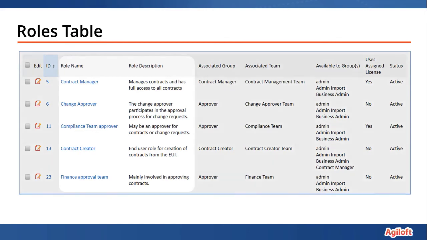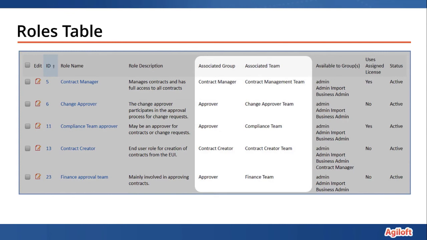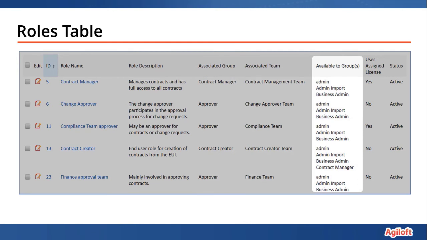Now that we know a little bit about what roles are used for, let's look at the roles table. By navigating to this table, we can see a list of the roles defined in the system. We can see the teams and groups associated with each of those roles, and we can see which groups they are available to. This Available to Groups field is used to determine which users can assign the role. For example, it would not make sense for someone in the approval group to be able to assign other people the admin role, since that comes with permissions far beyond those of the approval group.